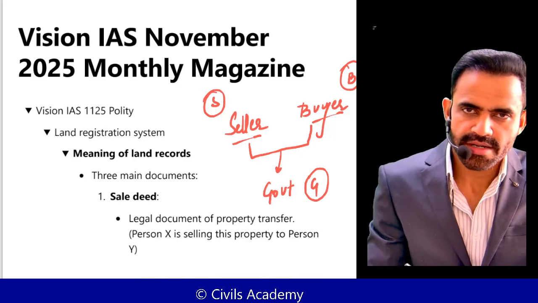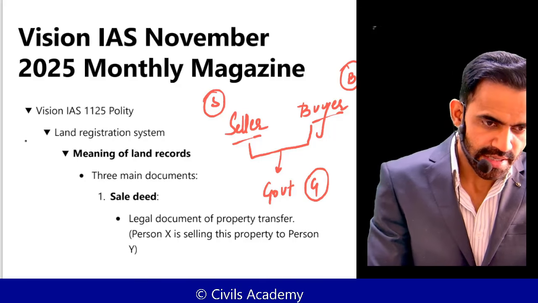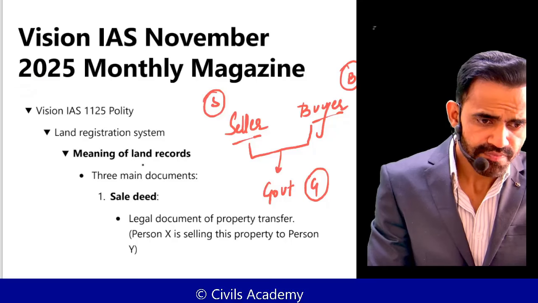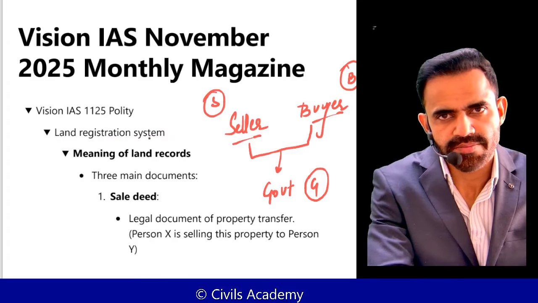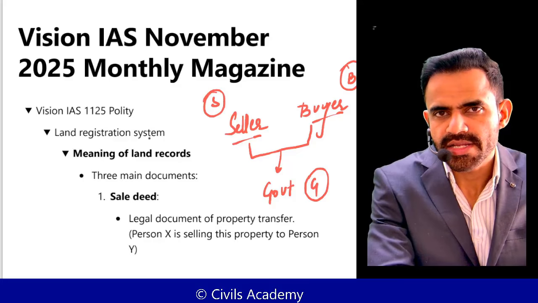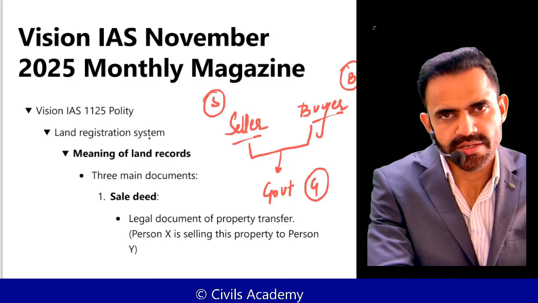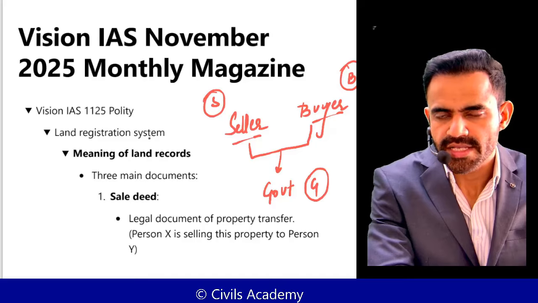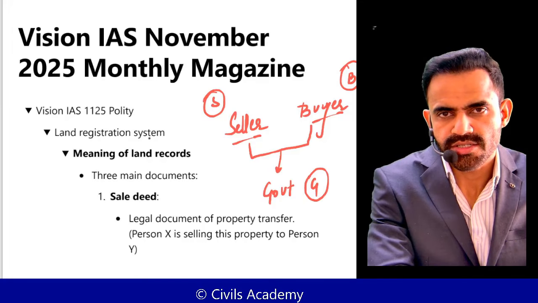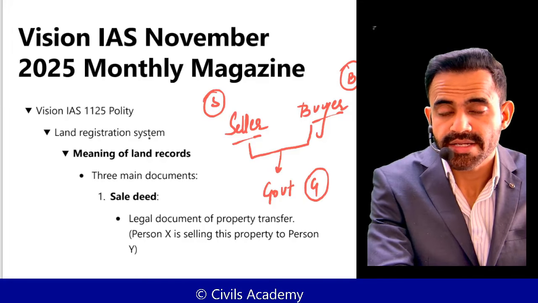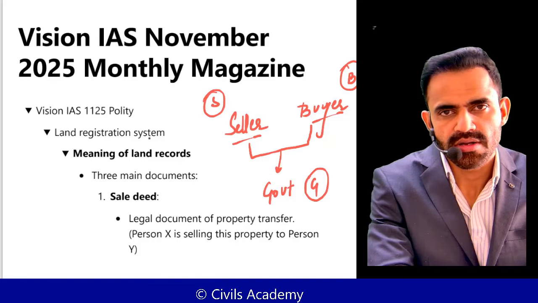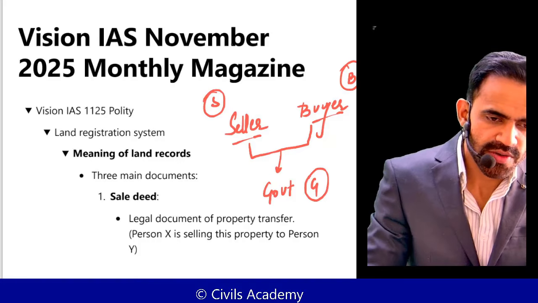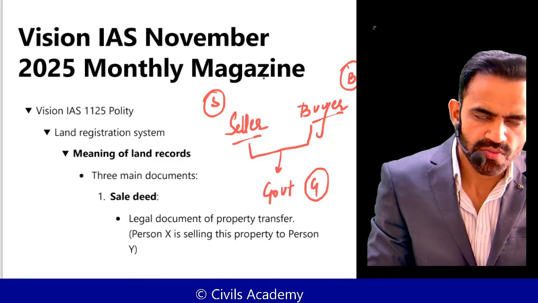Now let's start as usual. Initially, there is a polity section, and in the polity section, there is the land registration system. Now understand in a very simple sense, land is a state subject. In our country, as of now, the land registration system or land titling system is based on presumption. There are two major types of land titling system: one is presumptive and the second is conclusive.